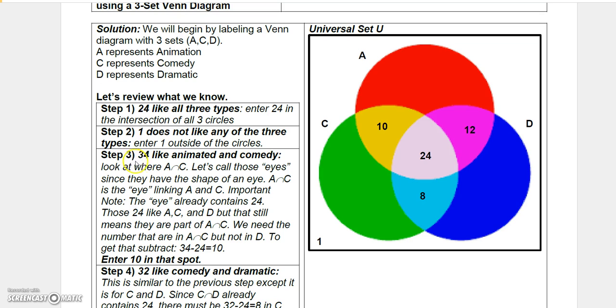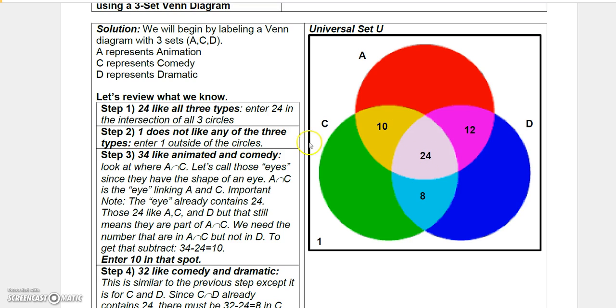Now, if you go back and look at the information, we know that 34 liked animation and comedy. So if you take the animation, which is the red, and the comedy, which is the green, and you look at that intersection, I'm going to call this an I. So this I right here would represent animation and comedy, and it has to have a total of 34 in it. But notice we've already got 24 accounted for here, so just subtract 24 from 34, and that means you have to have 10 out here. So of the 34 that like animated and comedy, 24 of those also like drama, and 10 of those do not like drama.